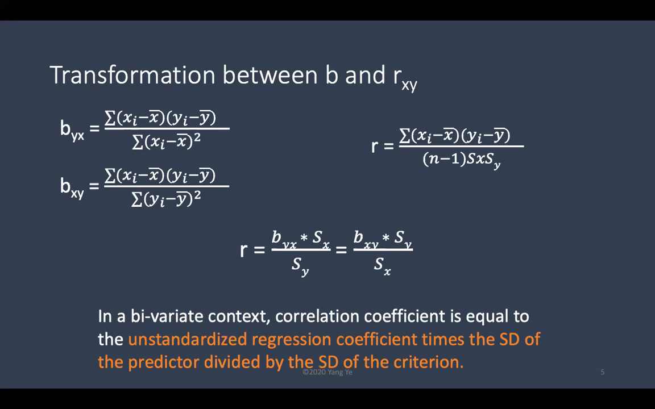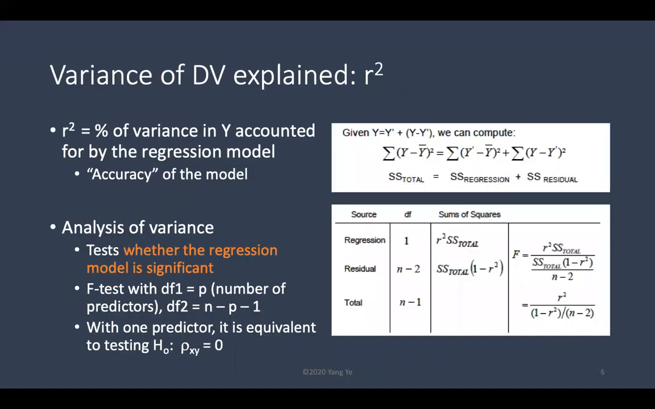Okay, so this is when there are only two variables, and R squared indicates the percentage of variance in Y accounted for by the whole model. In this case, the whole model is just one independent variable. So this can also be understood as the accuracy of the model, or the accuracy of X in predicting Y.